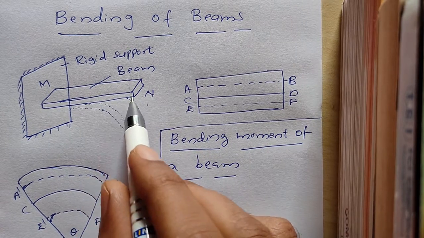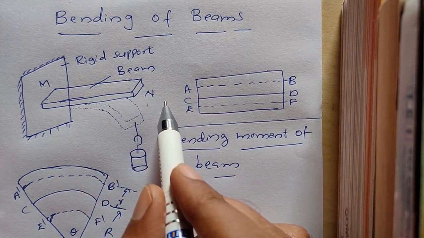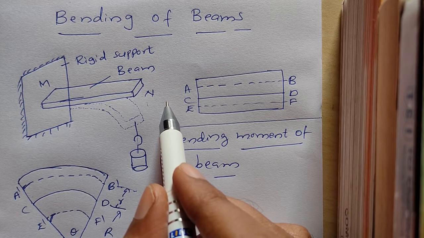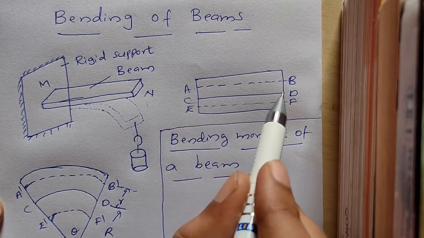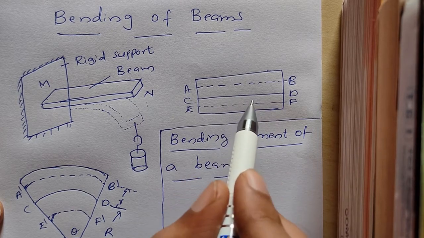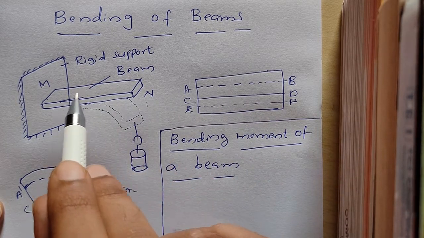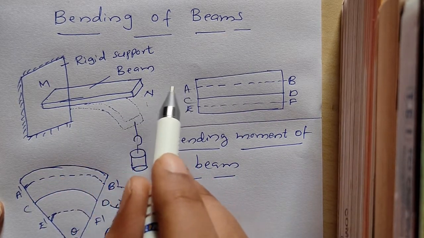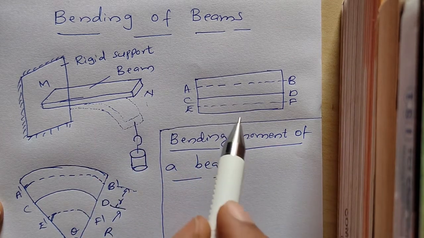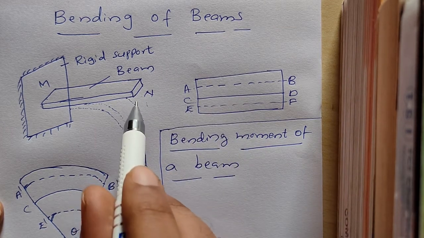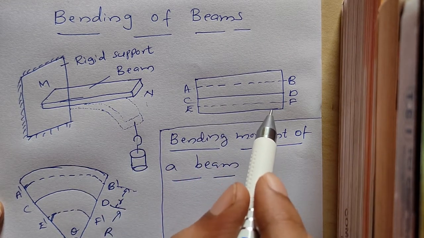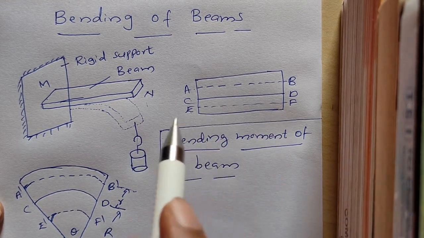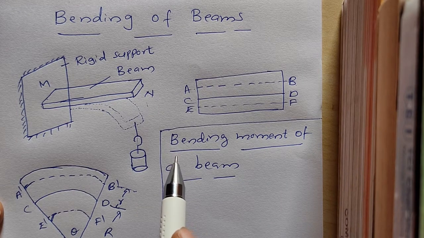See the beam. This beam can be thought of as made up of small parallel layers, like we have A, B, C, D, E, F. So there are a number of layers. This particular beam is thought of as made up of a number of such layers, and as we add load here, the extent of bending is not the same, it is going to be different in this case.